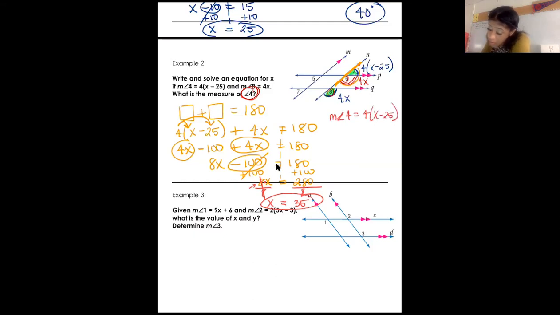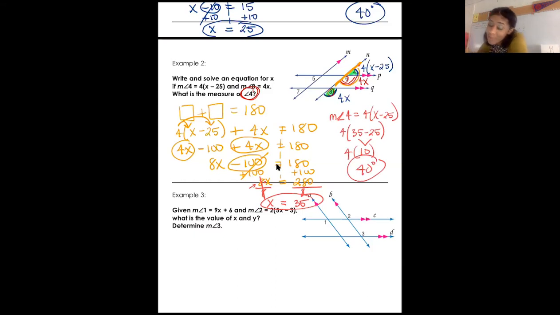So I'm going to put the 35 in for x. So I'm going to have 4 parentheses, 35 minus 25, close the parentheses. PEMDAS, you do what's inside the parentheses first. 35 minus 25 is 10. Bring everything down. 4 times 10 is 40 degrees. So again, the missing angle is 40 degrees. It's not always 40 degrees. That's a coincidence that the answers are the same.